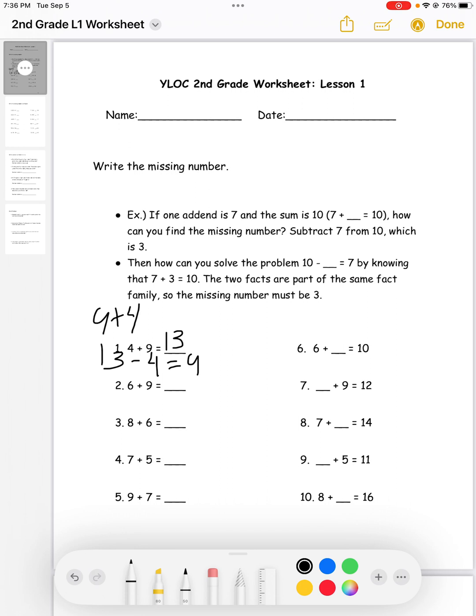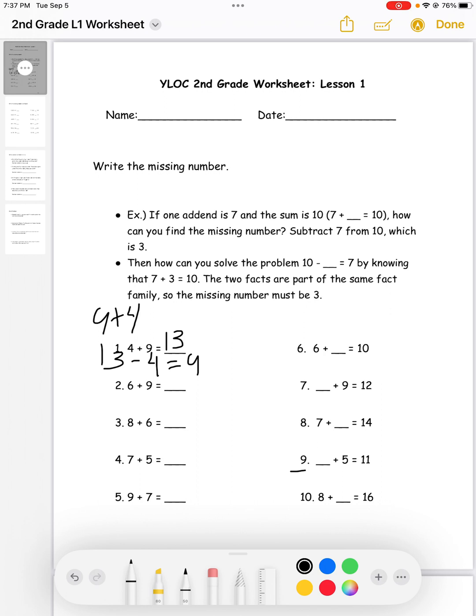Now let's answer question number 9. Question number 9 is a little different because we don't have to get the sum, we have to get one of the addends. So number 9 is asking us blank plus 5 equals 11. So what number do we know that equals 11 with 5? And if you don't know that off the top of your head, if you don't know your fact families, that's okay.